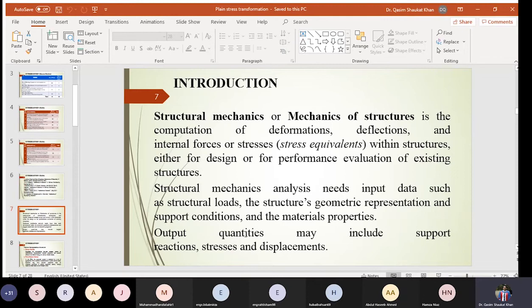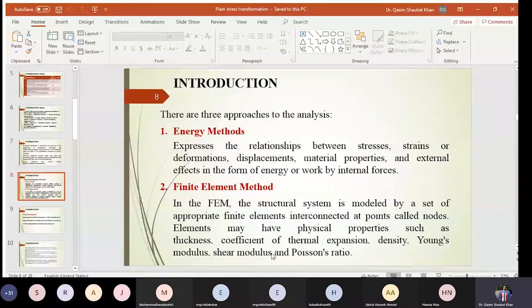Output quantities which you will get will include the support reactions. Then stresses. Here you will have two types of stresses: normal stresses and shear stresses, and displacements, deformations and deflections. So output quantities may include support reactions, normal and shear stresses, displacements and deflections. Any questions?